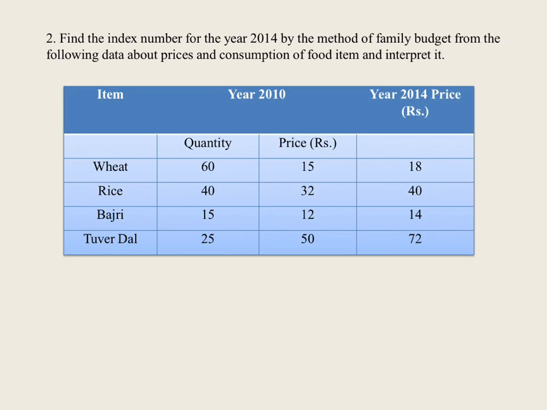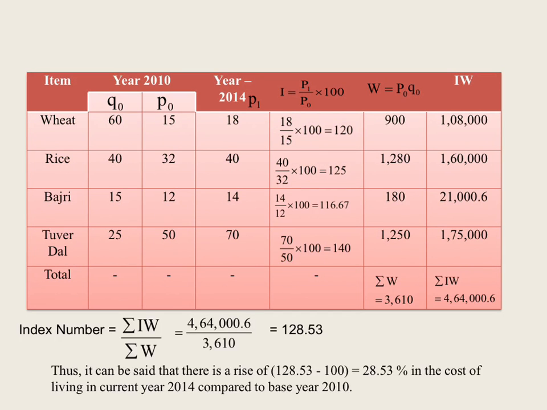Now question number 2. Find the index number for the year 2014 by the method of family budget from the following data about the price and consumption of the food items, and interpret. Here quantity for 2010 is given for these 4 items: wheat, rice, bajri and tuber dal. Price for 2010 is given and price for 2014 is given. So first of all we write items, then we write year 2010 in which quantity is given, price is also given. For 2014 price is given.